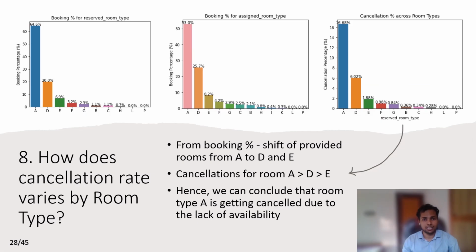Next, we look into how the cancellation rate varies by room type, and we can see another interesting finding. We can see that there is a shift in percentage bookings from room type A to D and E, but at the same time, we also observe that cancellation for room type A are higher compared to room type D and E. So it could be concluded that room type A is getting cancelled more often due to the lack of availability.